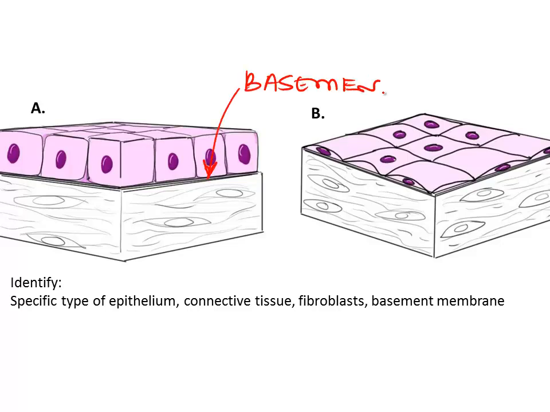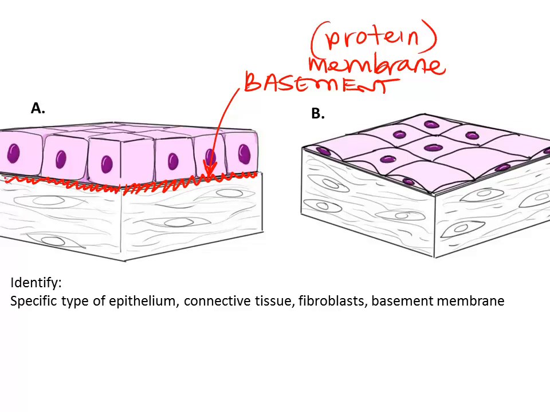All epithelia are held to connective tissue by proteins called the basement membrane. And the basement membrane, if you want to think of it like a glue or a zipper, is actually a protein structure that holds those cell layers together.